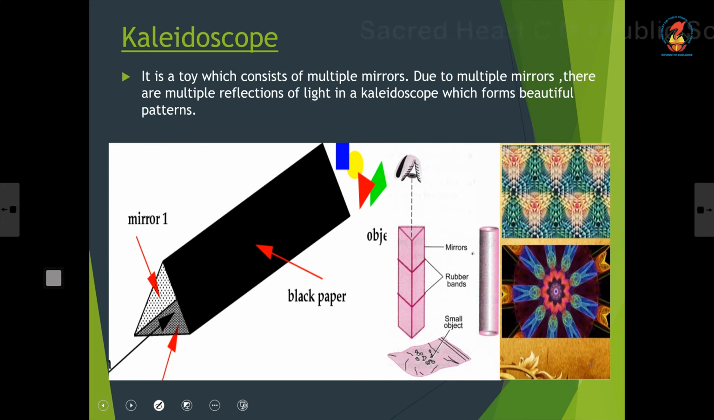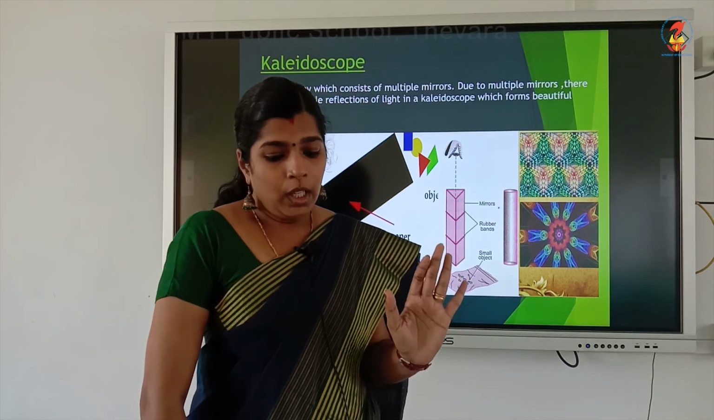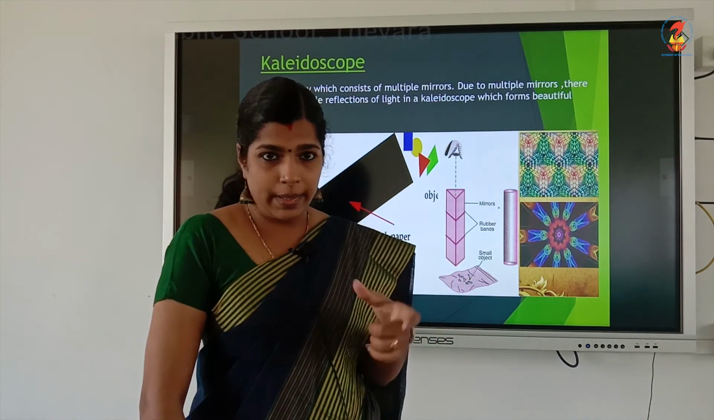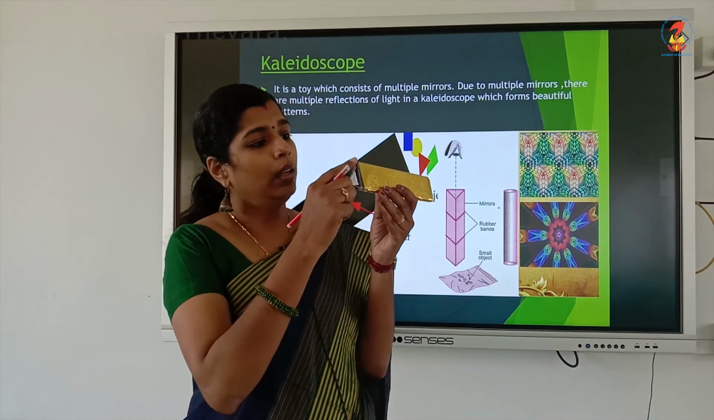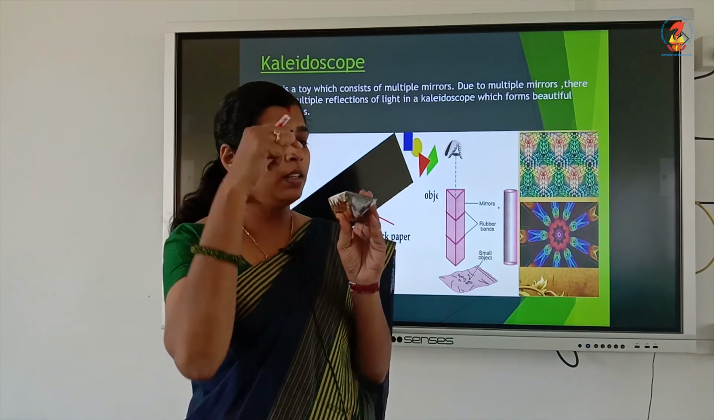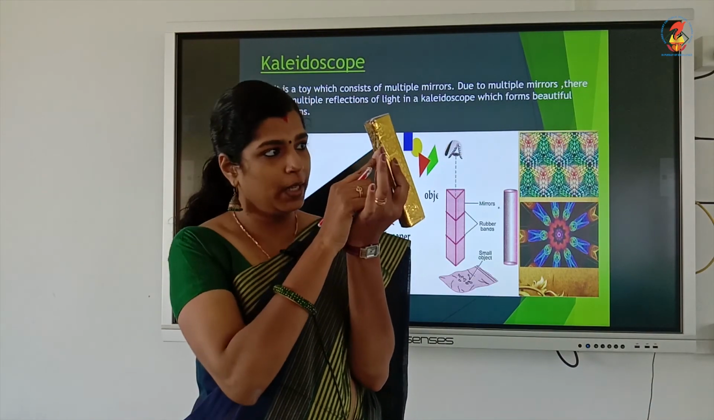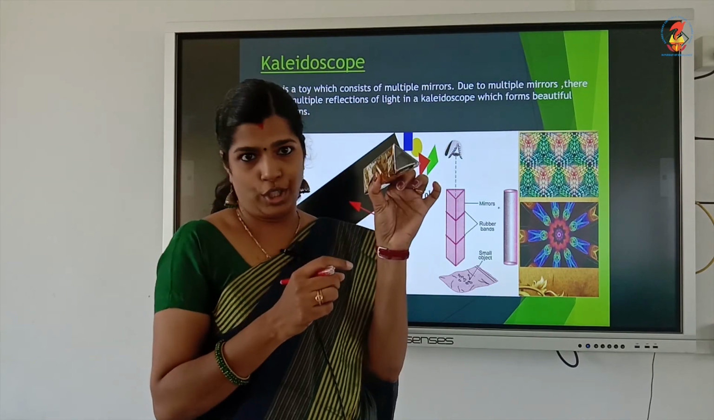Now, I will tell you how to make it. You need to take three rectangular mirrors. The size of these mirrors should be equal. Then you have to paste these three mirrors in this form. This is mirror 1, this is mirror 2, this one is mirror 3. So, it will form a triangular shape.